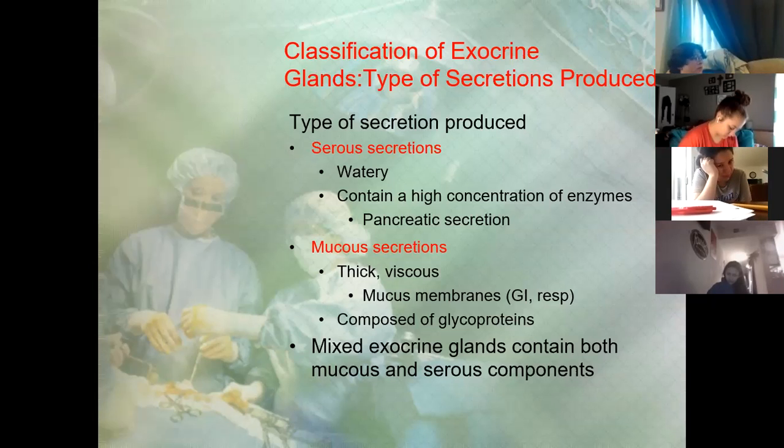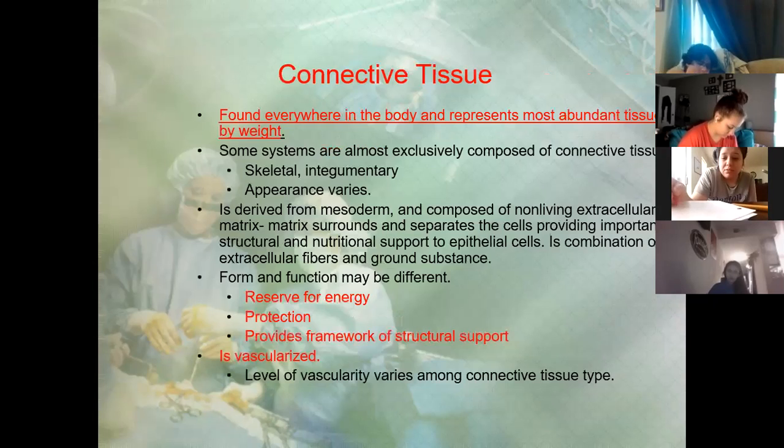So we have 3 distinct ways that we classify glands. Where are they putting their stuff? How are they getting out? What is it? Any other questions, comments, concerns about that? It's just 3 different ways that we're classifying our glands. And that concludes our epithelial tissue.